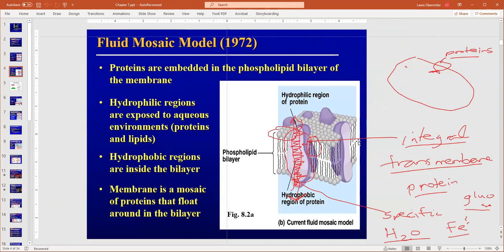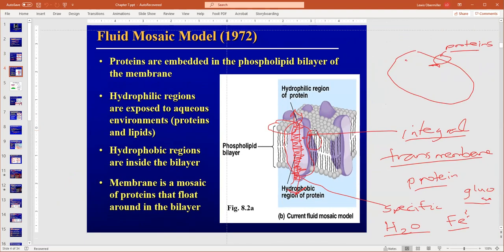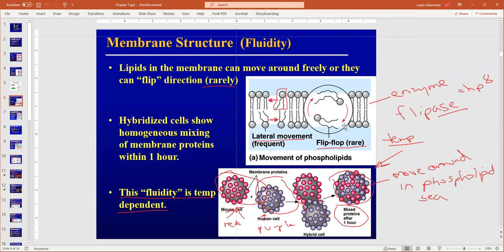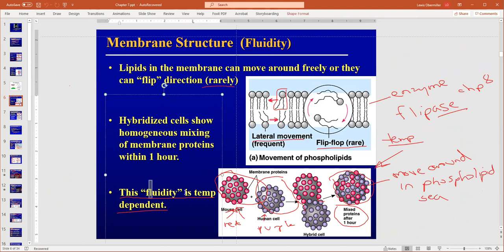Fluid mosaic model just says that the phospholipid bilayer is like a sea, and the proteins can float around within it. So nothing is fixed in any position. You don't have to know freeze fractures, so skip that. We talked about how we know, and that the fluidity of the membrane is temperature dependent. So make sure you know that.